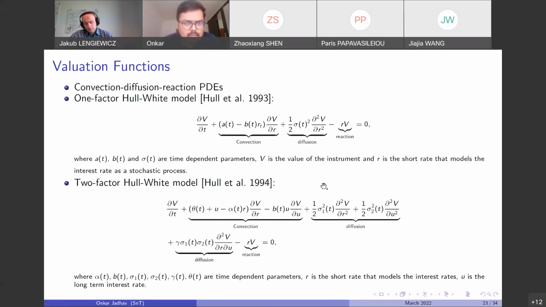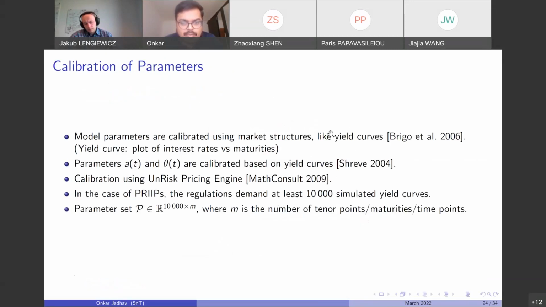And these model parameters are usually calibrated using some market structures like yield curves. You may know that the yield curve is a plot of interest rates versus different maturities or time points. In the case of PRIIPs, the regulation demands at least 10,000 simulated yield curves in order to calibrate these parameters. Obviously, the calibration based on these 10,000 simulated yield curves generates a parameter set of order 10,000 times m, where m is the number of tenor points or time points of these yield curves.